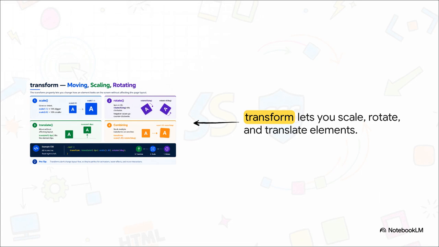For more spatial control, the transform property lets you scale elements up or down, rotate them smoothly in 2D space, or translate them across the screen. And what's really incredible here is that transforms manipulate the element without breaking or shifting the overall page layout. It all happens on its own layer, making it absolutely perfect for smooth micro-interactions.